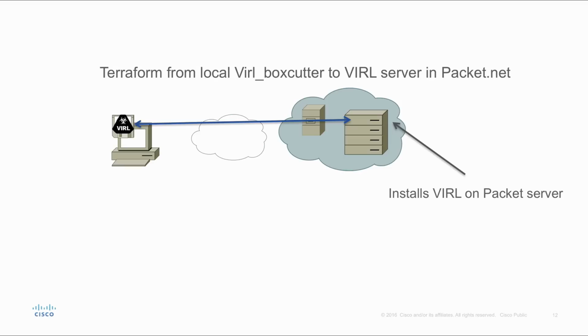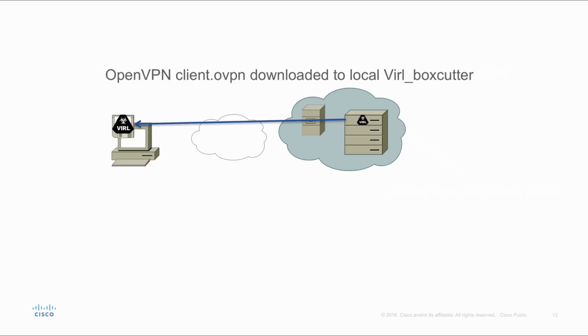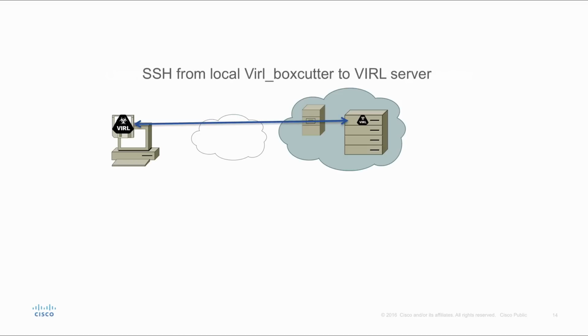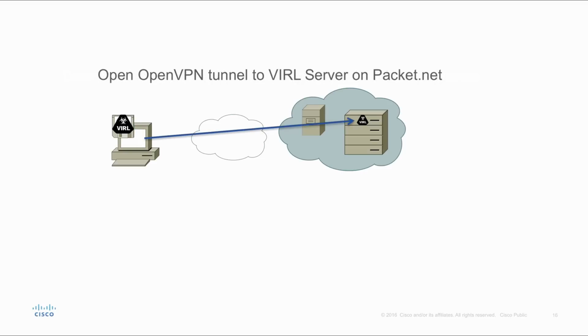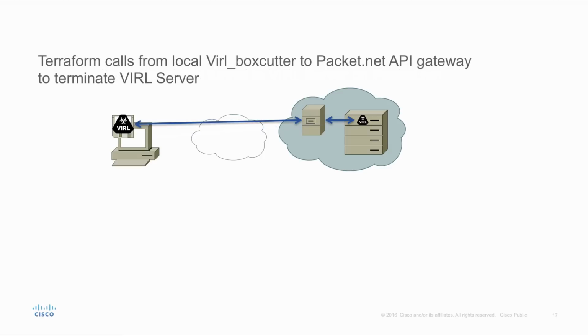Further Terraform calls then go through the process of installing the full VIRL software suite onto that new bare metal server. Once completed, we receive an OpenVPN client file, which is then downloaded to our box cutter. From there, we can then SSH directly into our new VIRL server on packet.net. Or we can download the OpenVPN client connection and start an OpenVPN tunnel directly from our workstation or laptop into our VIRL server, which is now running. And when we're finished, more Terraform calls are used to then tear the VIRL server down.